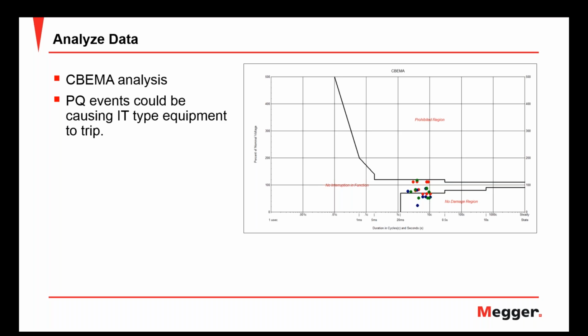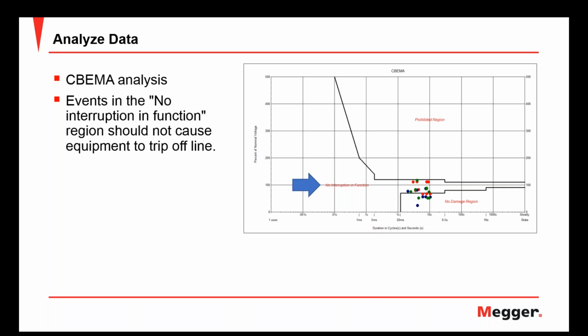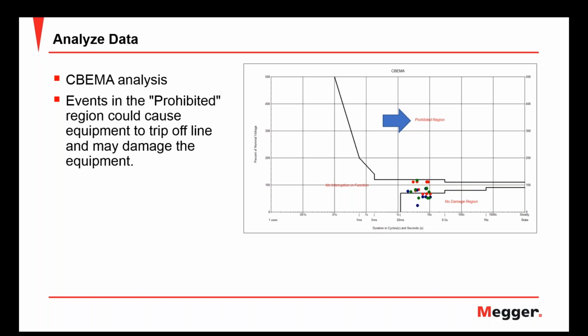Basically, this chart plots all my events, and I have 3 sections in here. I have the no interruption in function region, so any events within this area are okay. They shouldn't cause a problem. I then have this prohibited region. If I have an event that occurs here, not only could it trip a piece of equipment offline, but it could damage that equipment. Then I have this no damage region, which means an event that occurs here could trip the equipment off, but it shouldn't damage it. And you can see I have multiple events that occur here.